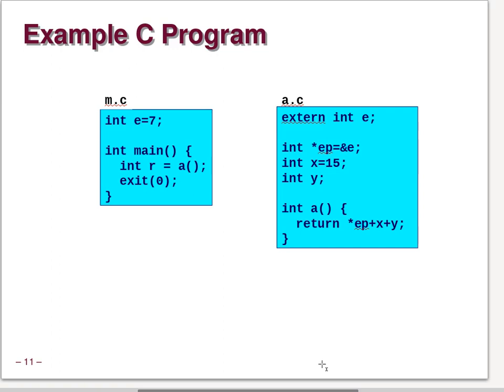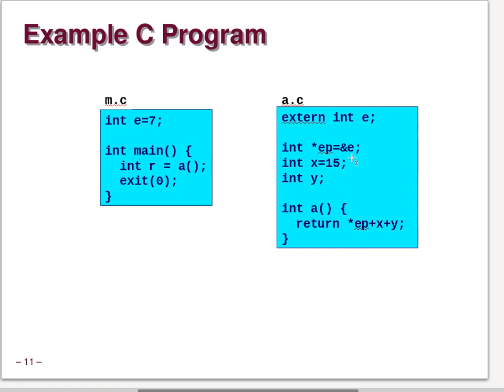So here's some example C programs. Notice that m.c has main and a.c does not, but in m.c, e equals 7, main, r is equal to a call to a, and then it exits. All right, over here we have e, which we're going to extern. Okay, this is a way to tell C that this e is going to exist in a different file, namely right over there. We're going to create ep to be a pointer to e. All right, x equals 15, y equals 7, and then you're going to return the dereference of ep plus x plus y.